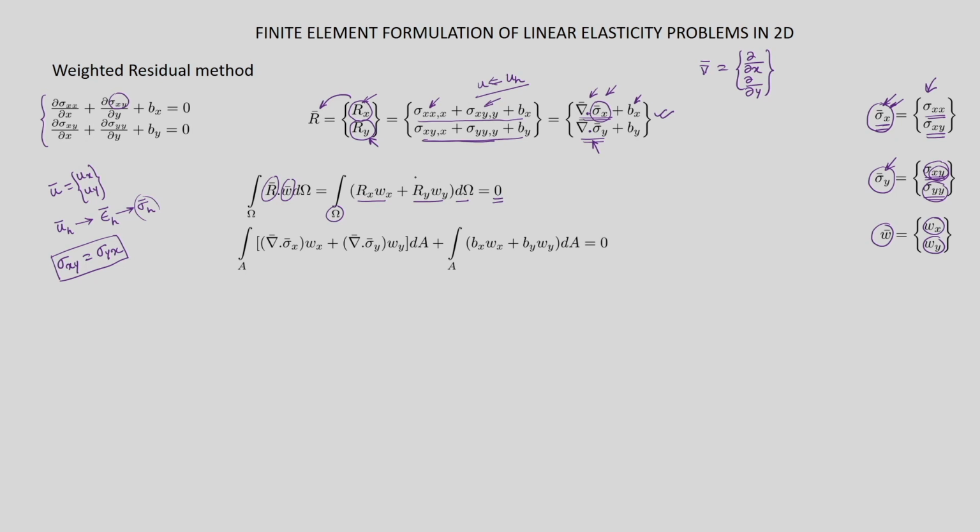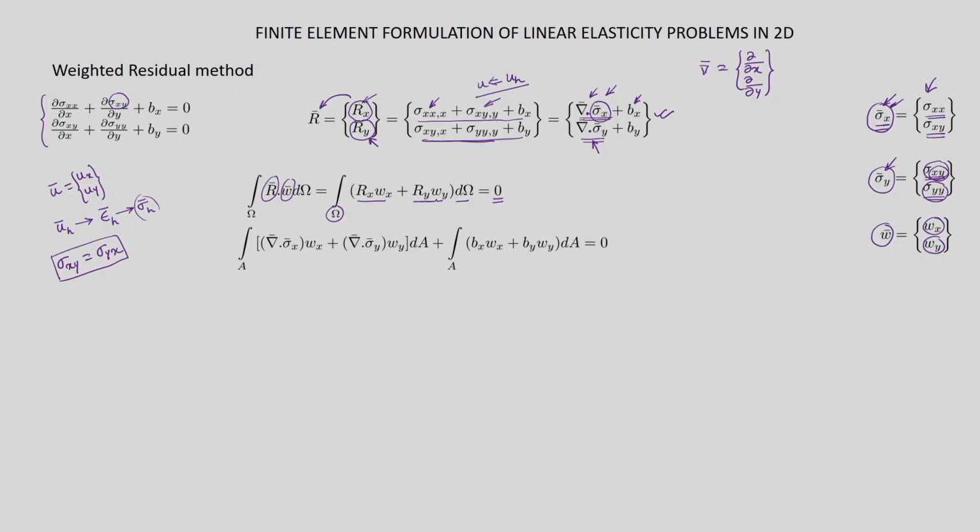Now since w is arbitrary, w can be any function. It can be polynomial, it can be cubic, quadratic function, it can be trigonometric function, it can be exponential function, or maybe even step function or delta function. So under all possible choices of w, if this weighted average of residue is 0, it means that the residue itself is 0. So it means that the equilibrium equations are satisfied. That is what we have obtained from the weighted residual method.